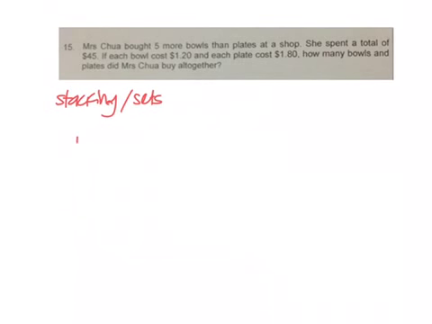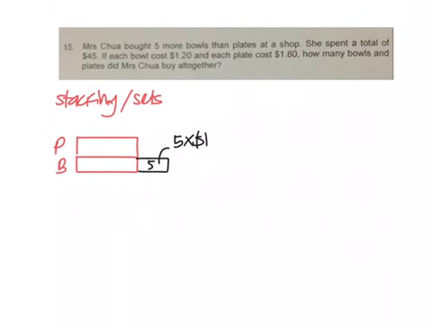So we don't know the number of bowls and the number of plates Mrs. Chua bought, but I know that for plates, this is the number of plates she bought, and for the number of bowls, she bought 5 more. Now how much would 5 bowls cost? 5 bowls will cost 5 times $1.20. And the total of this unknown number of bowls and unknown number of plates is $45.